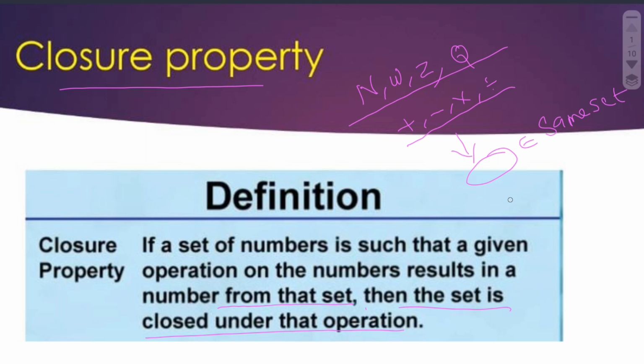Okay, I think this is clear now. For example, let's say A and B belong to the set of natural numbers. I take the first operation, addition. When I add A plus B, I get a result C, and this C should belong to the set of natural numbers. Then we can say natural numbers are closed under addition. I think this is clear, and then we can do all the remaining operations.